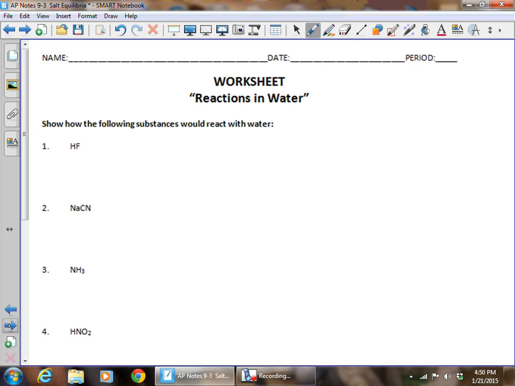If it's an acid or a base, a weak acid or a weak base, then you're going to write just a normal ionization reaction. HF, for instance, we'll start with HF. It's weak, so it does not split. Remember, weak acids do not split. We're going to react it with water.